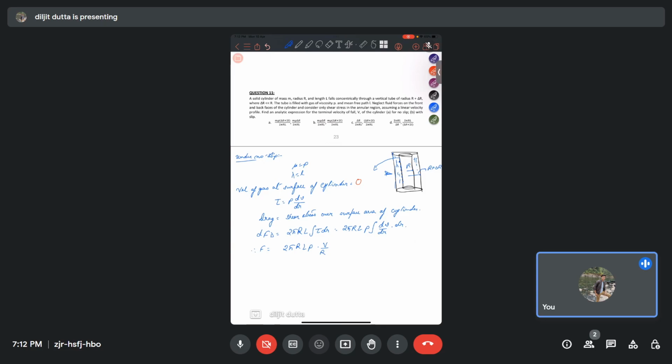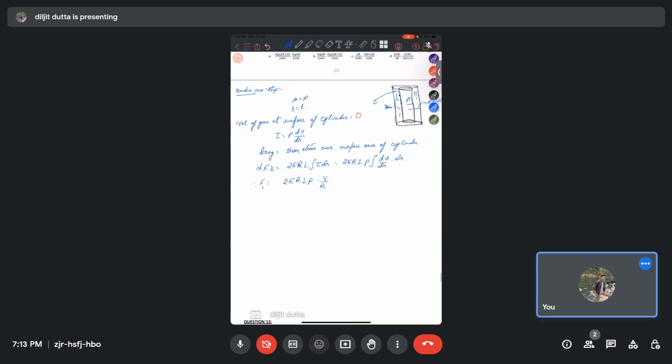Now the drag force is given by the shear force. So the shear stress over the surface area of the cylinder is 2 pi RL into integration of tau dr. So we replace tau by mu into dv by dr. So mu is equal to p. So we get the final drag force. This is drag force: 2 pi RL into p into v by r.